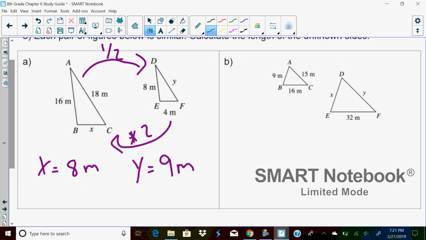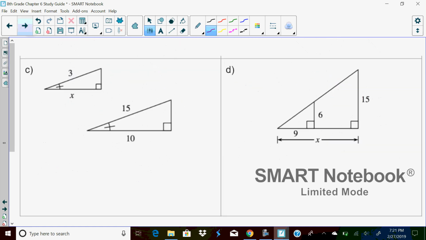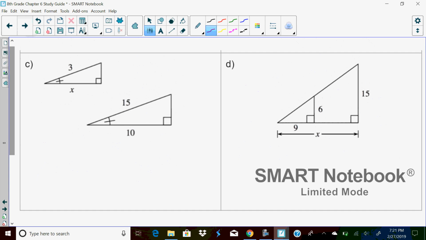For b, I'm multiplying by 2. So if I go this way, I'm doing times 2, for both of them. So 9 times 2 is 18 meters for x, and y is 15 times 2, which is 30 meters. Problem 3, for C, it's times 5, or divided by 5. So 10 divided by 5 is 2, so x equals 2.